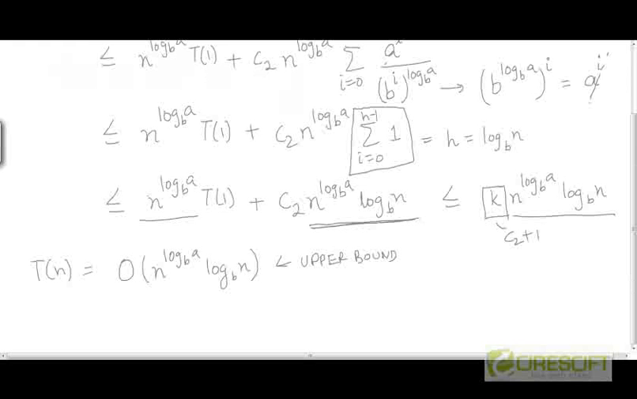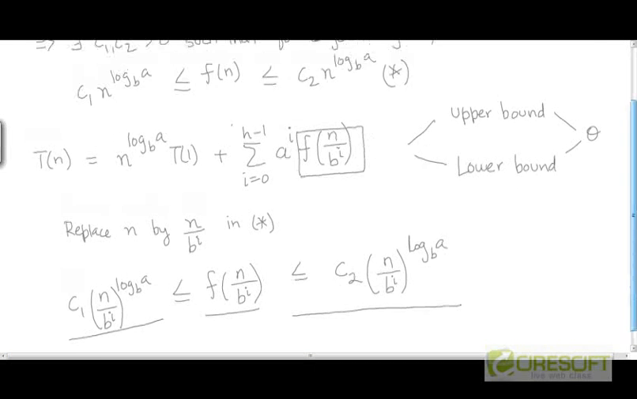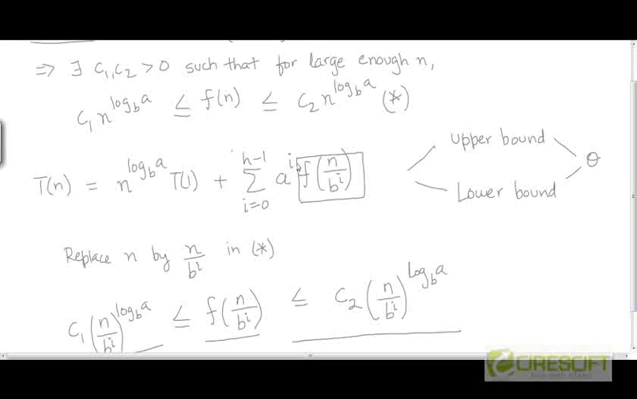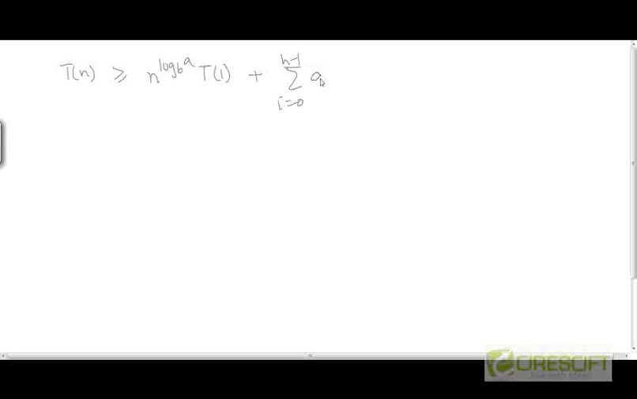So T of n will be greater than or equal to n to the power log of a base b multiplied by T of 1 plus sigma of i varying from 0 to h minus 1 of a to the power i multiplied by c1 times n by b to the power i, the whole thing raised to the power log of a to the base b.